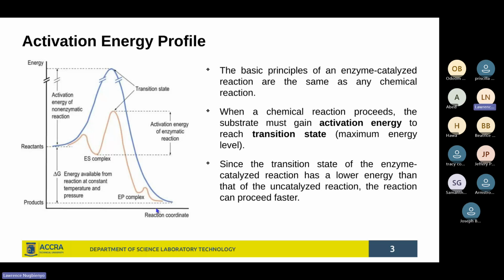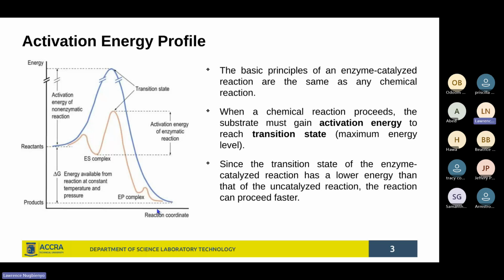And we said what enzymes do is that they reduce the activation energy which is required for the reactants to attain a transition state for the reaction to occur. And by that, the reaction is able to occur within a short time because the amount of energy which is required is less. And so the reaction occurs at a faster time.